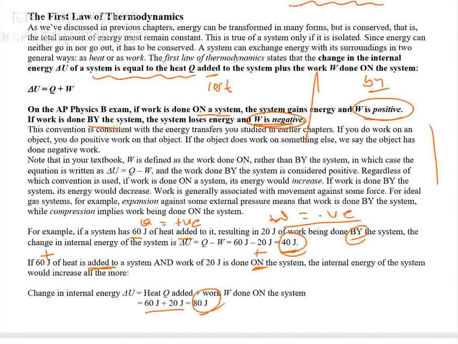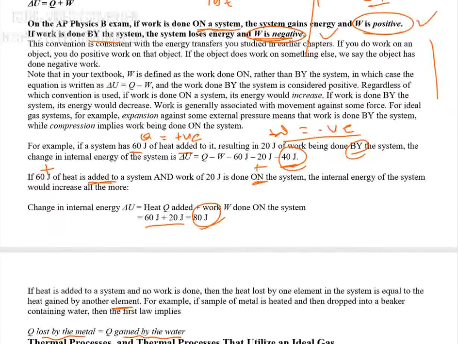Therefore, if the question says work is done on the system, it indicates what? Heat or energy is added to the system. That makes the work done positive. If it says work is done by the system, it becomes what? Negative, because if the work is done by the system, the system loses what? Energy. Let us see one example.